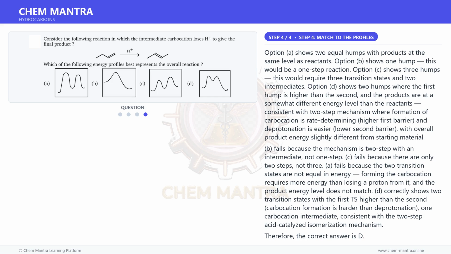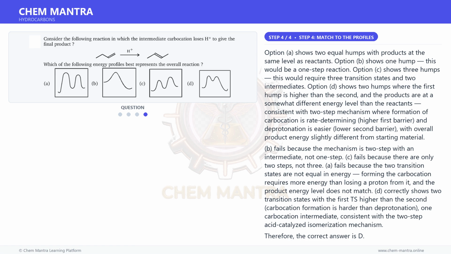And for the final step, option A shows two equal humps with products at the same level as reactants. Option B shows one hump. This would be a one-step reaction. Option C shows 3 humps. This would require 3 transition states and 2 intermediates.